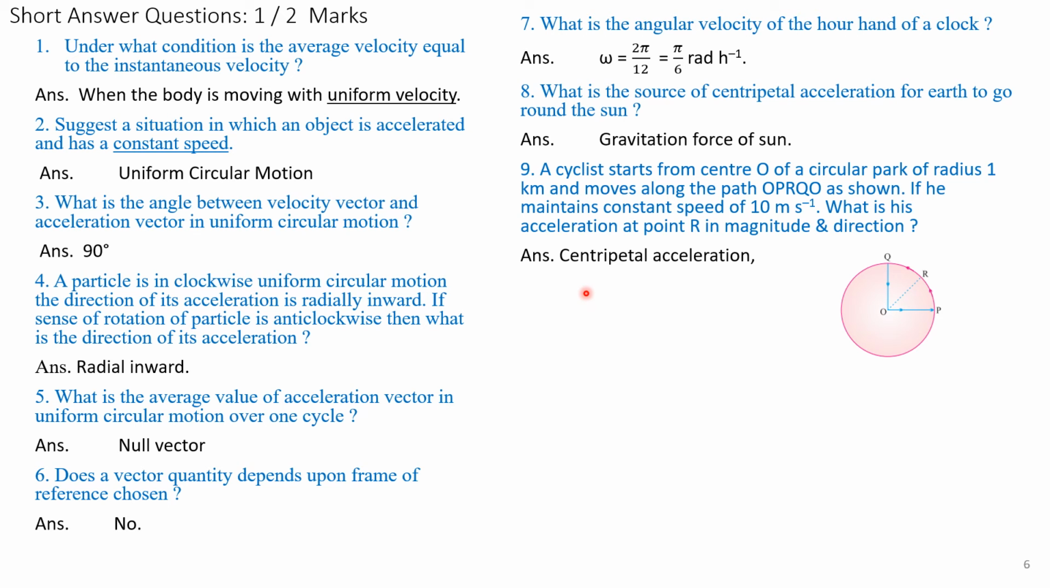So it is given that the velocity is 10 meters per second. So v square is equal to 10 square and radius is 1 kilometer, that is 1000 meters. So 1 kilometer is converted into meters, 1000 meters. Simplifying, we get the answer as 0.1 meters per second square along the direction RO.